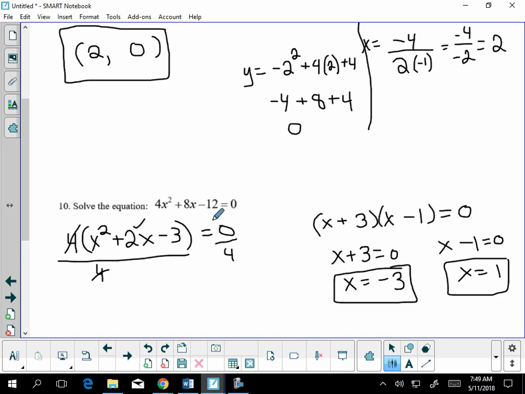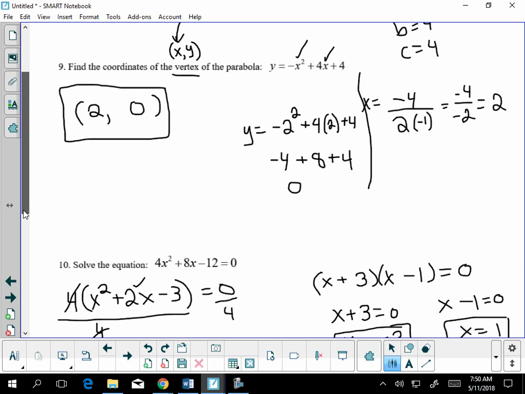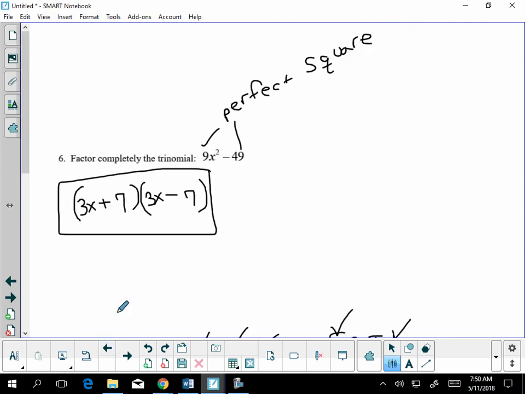So on this one, there's actually a couple different ways that you could do it. I did it with factoring. You could have graphed it, which I would not recommend. You could have also used the quadratic formula. A is 4, B is 8, C is negative 12, and you would have gotten the same answer no matter what. There was one problem I wanted to go back and check real quick.